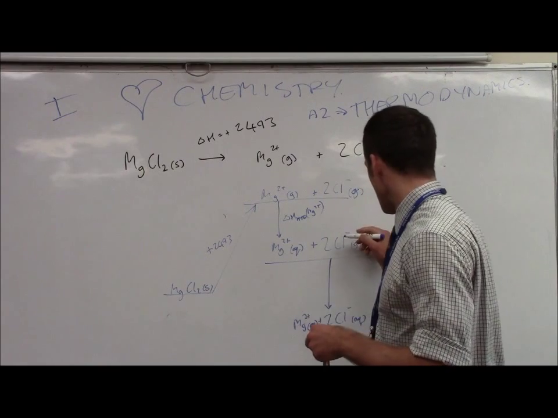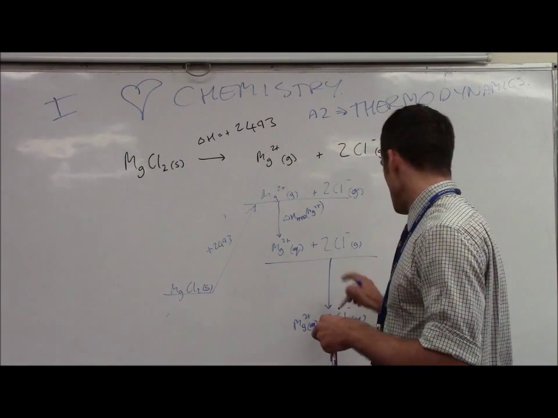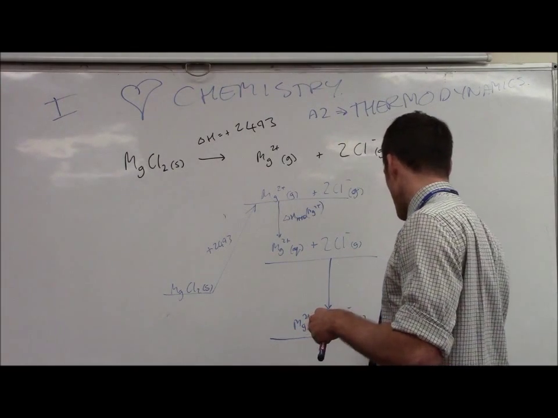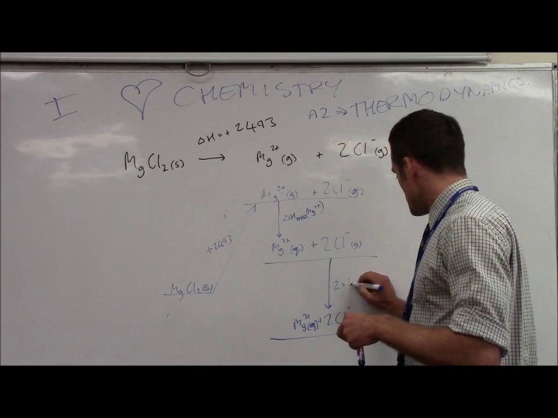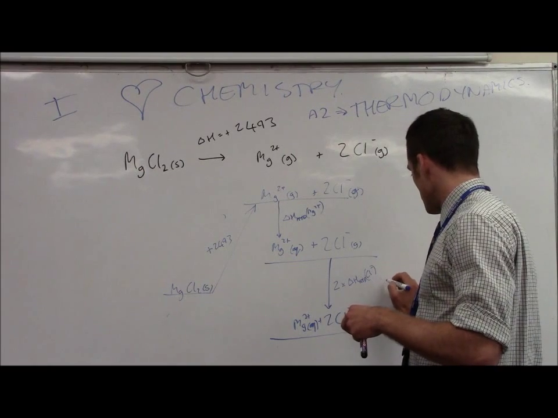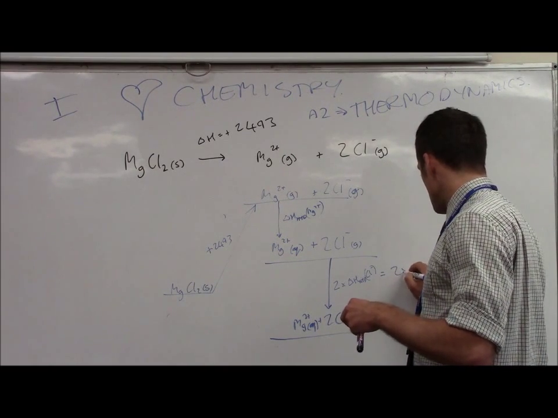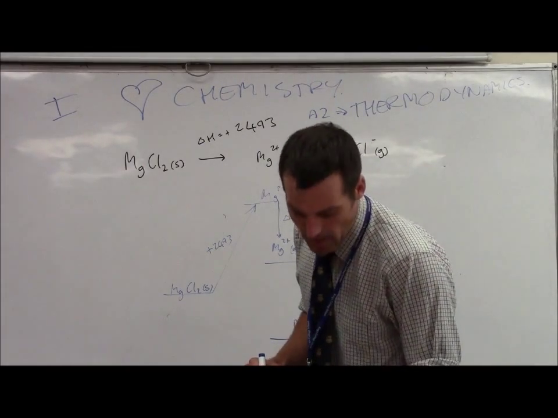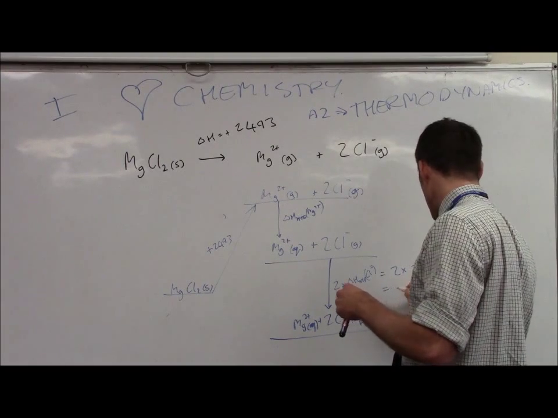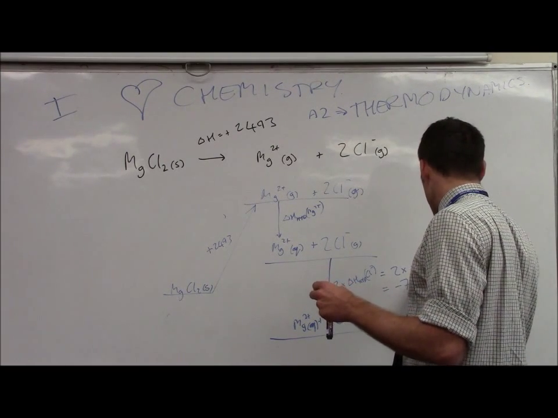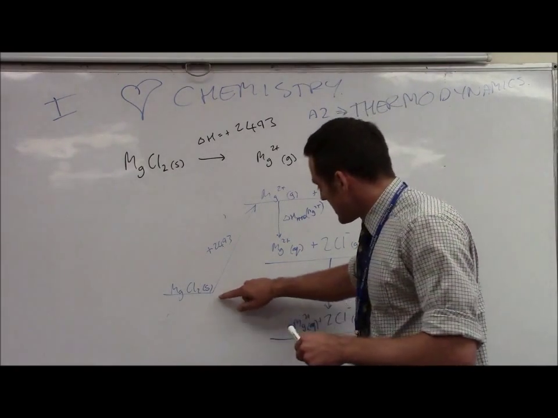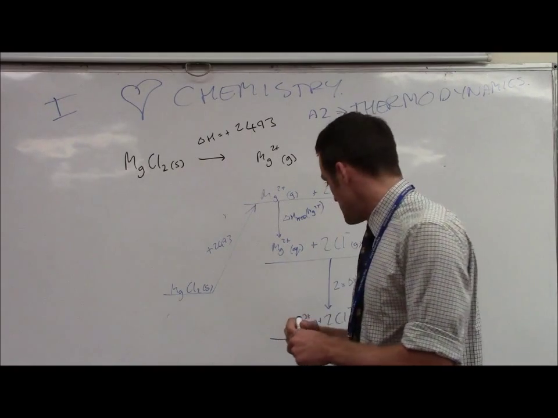I haven't touched this one, but I've done 2 moles of chloride ions gaseous getting dissolved to make 2 moles of chloride ions aqueous. So I have 2 times the enthalpy of hydration of your Cl minus ions. I think I'm given that data. So that should be equal to 2 times minus 364, which would equal minus 728 kilojoules per mole.